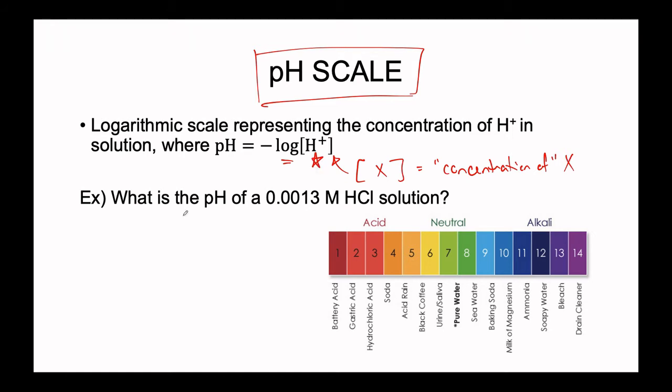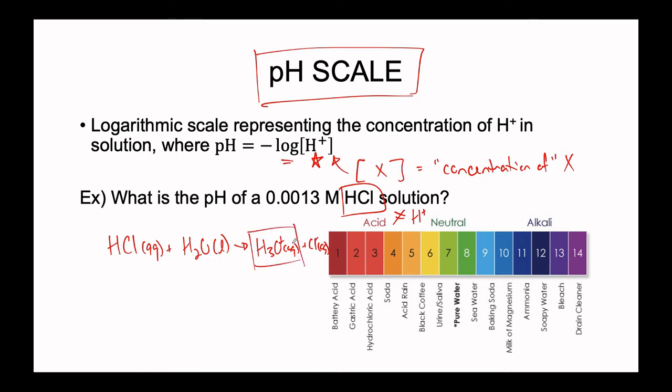So we can see an example for calculating pH down below. What is the pH of a 0.0013 molar HCl solution? Now the place to start is to first and foremost recognize that HCl is not equal to H+, right? These two things are different. And so we're going to have to start by writing out a balanced chemical equation. Now HCl in solution, aqueous, is going to interact with H2O and will give us H3O+ in solution as well as Cl- in solution.